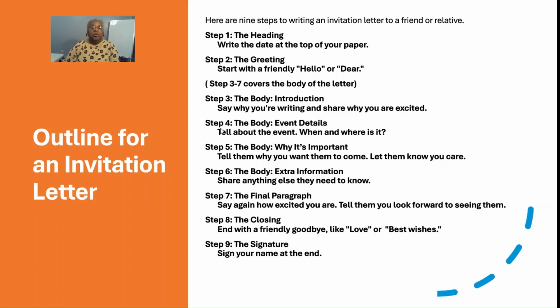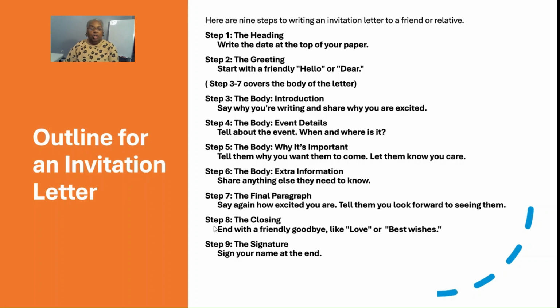Step 4, you will give details of the event. Tell about the event, when and where it is. Step 5, you will state why it's important that they come to the event. Let them know you care. Step 6, write any extra information, sharing anything else they need to know. Step 7, the final paragraph. Say again how excited you are. Tell them you look forward to seeing them.